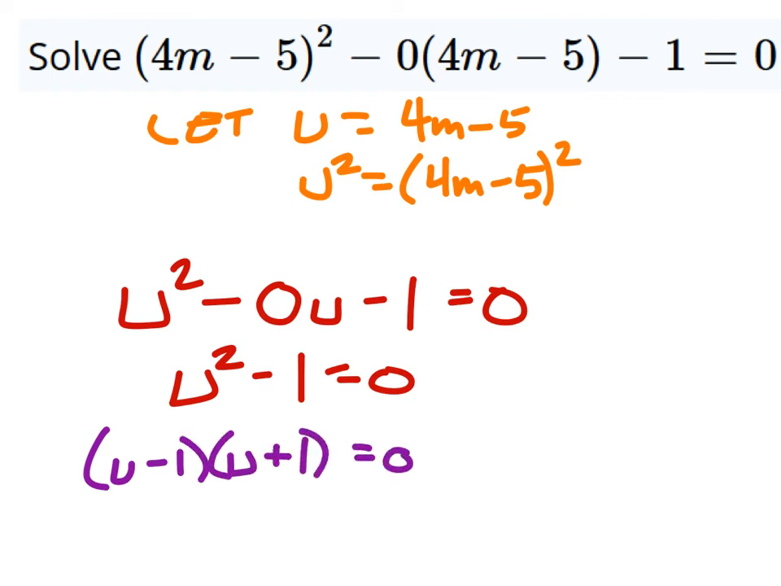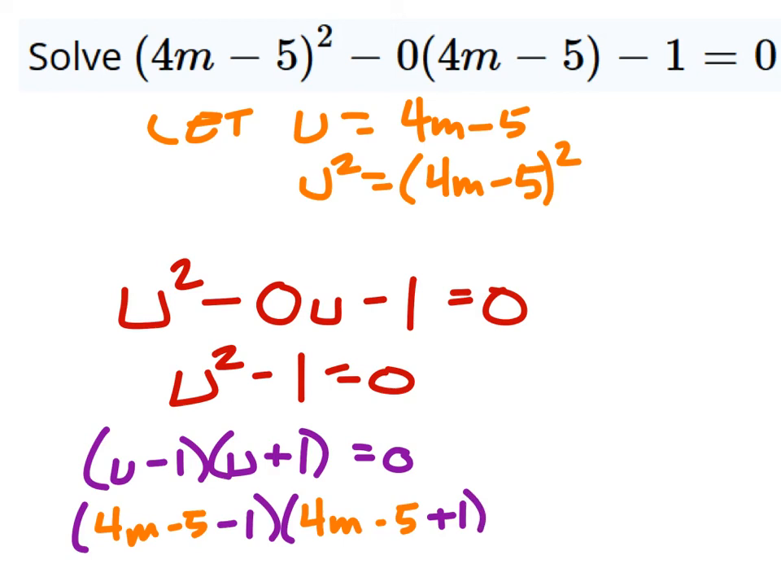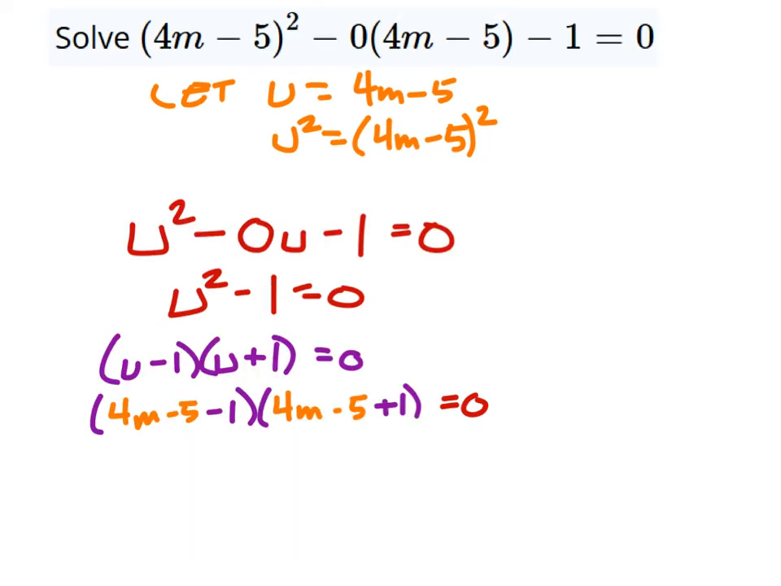This can equal 0. But again, I need to go back and replace the u with the original expression, 4m minus 5, and this is minus 1. And then I've got the 4m minus 5, but this one is plus 1. Well, this should equal 0. Well, let's go ahead and simplify these. So I've got 4m minus 6 and 4m minus 4.